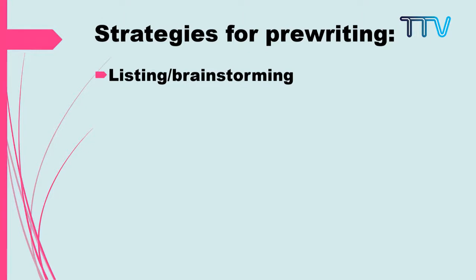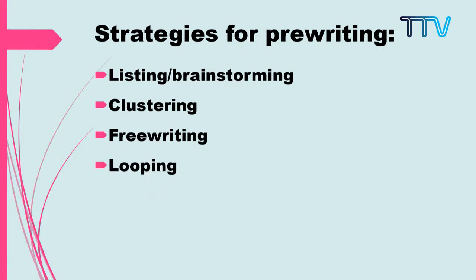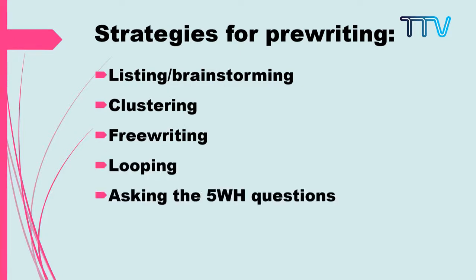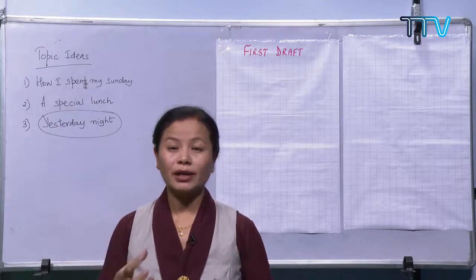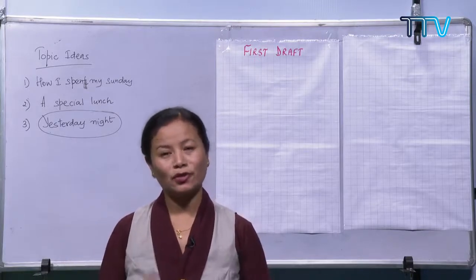Strategies for pre-writing. Okay, there's listing or brainstorming. Usually your teachers do that in class, isn't it? Brainstorming, then you have clustering, free writing, looping, asking the 5 WH questions that Gideon Thargela already discussed with you: who, what, where, when, why, and how. Free writing is also a wonderful strategy where you keep writing non-stop for 5 minutes, 10 minutes, until you get the main idea from where you can start your writing.